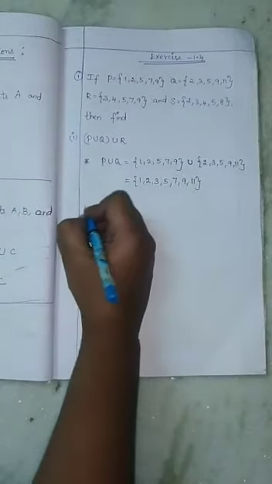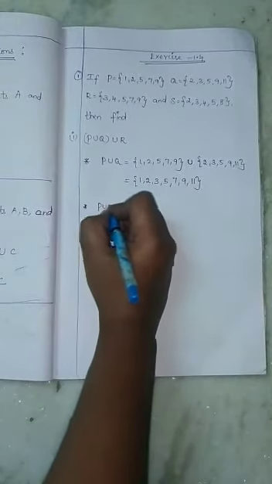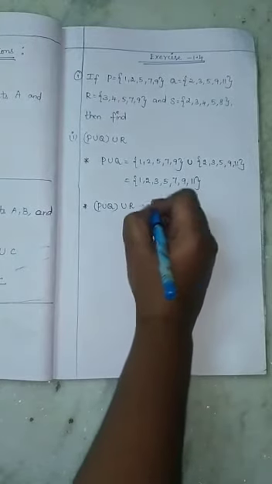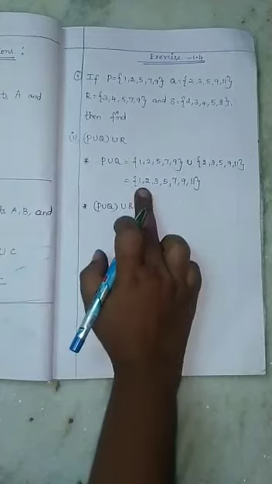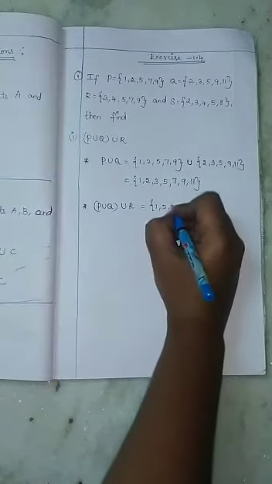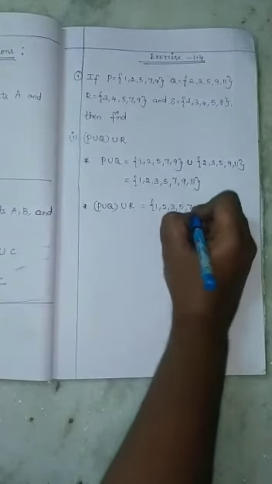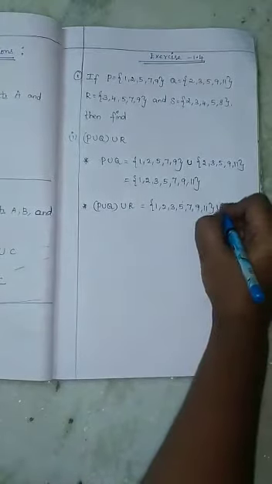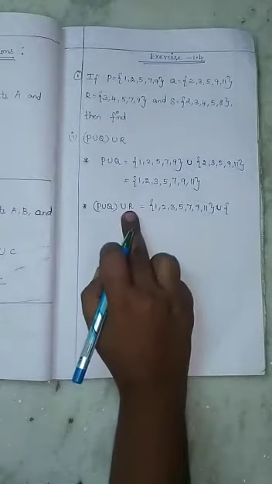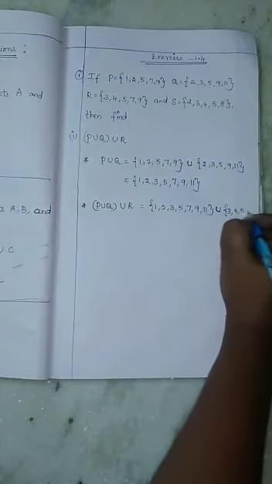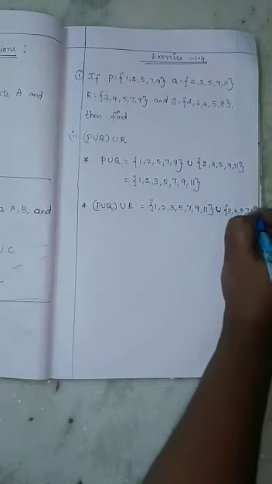And next star we need to write fully: P union Q union R. Now we have found the answer for P union Q, right? You just copy that answer here: 1, 2, 3, 5, 7, 9, 11. And then what they given here? Union. What is the R element here? 3, 4, 5, 7, 9.